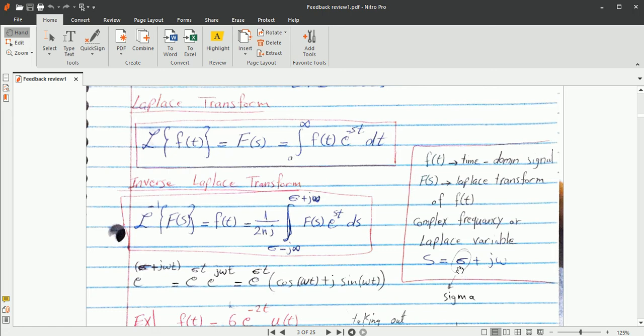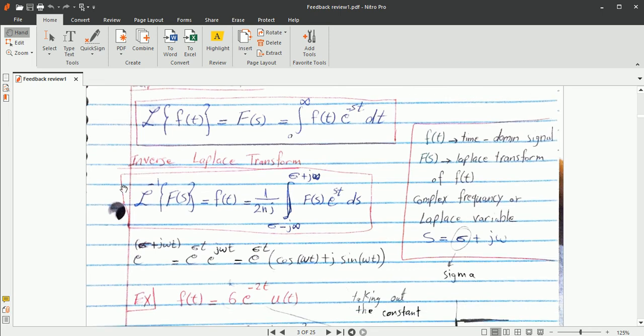This is the real part and this is the imaginary part, and what will be its magnitude? Under root sigma square plus omega square. And what will be its angle theta? We have two forms of complex numbers: the regular form, and the polar form where we have r angle theta. r is the magnitude, which is under root sigma square plus omega square, and theta is tan inverse omega over sigma, tan inverse of imaginary part over real part.